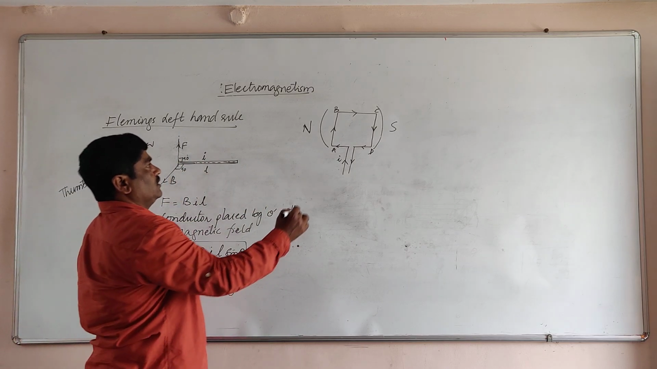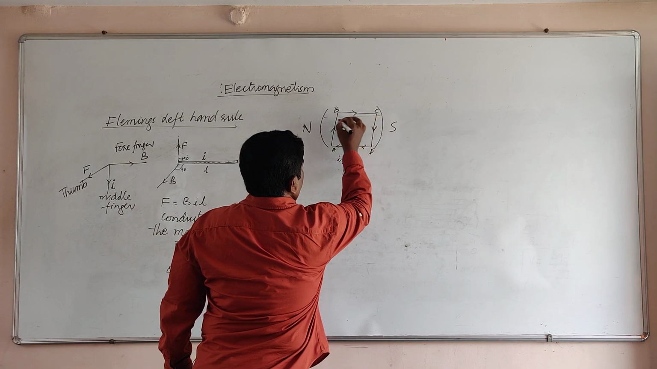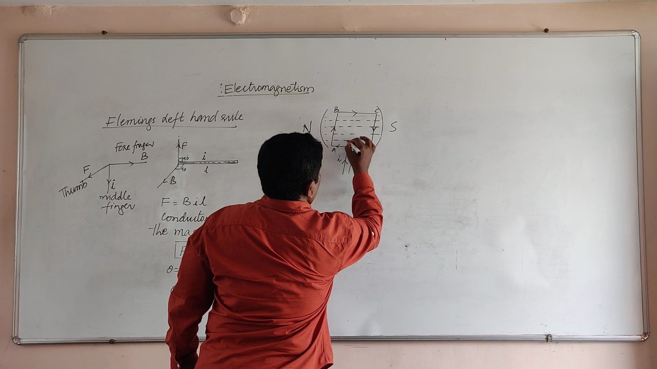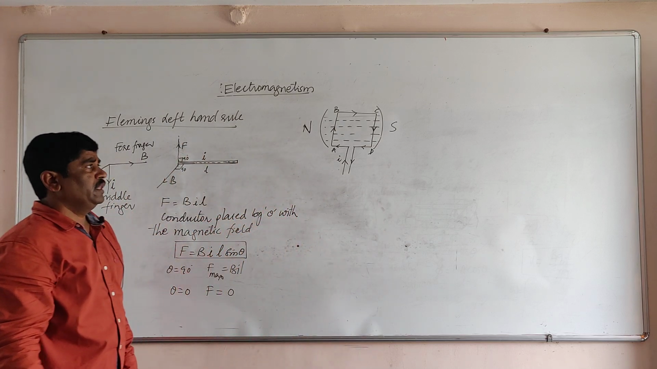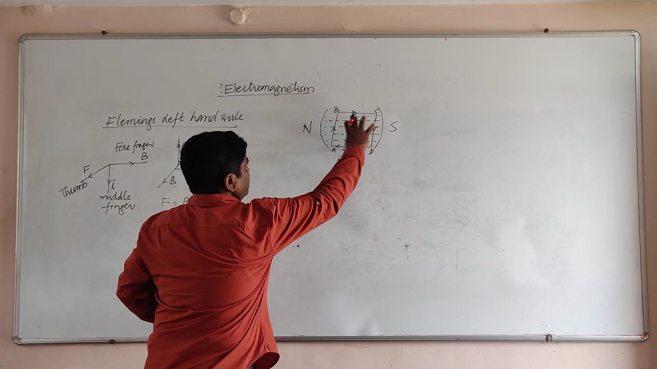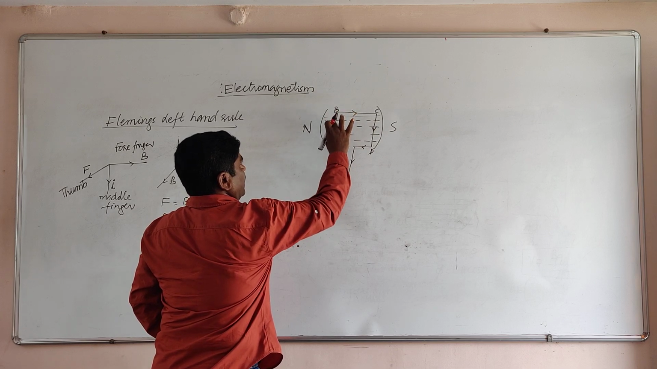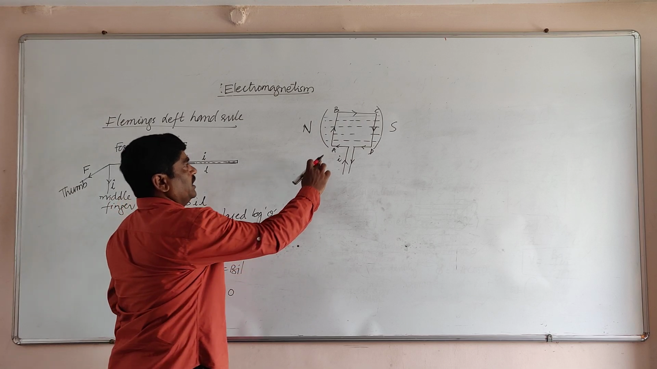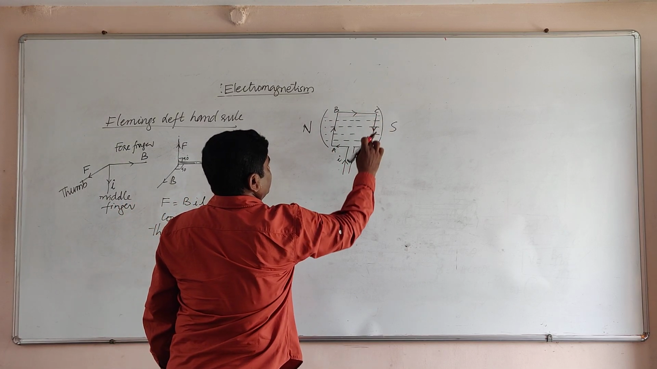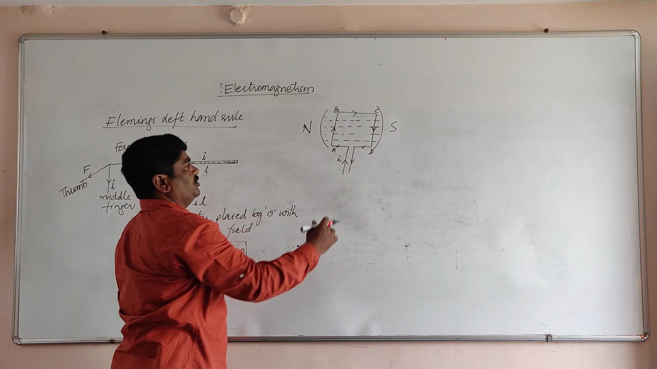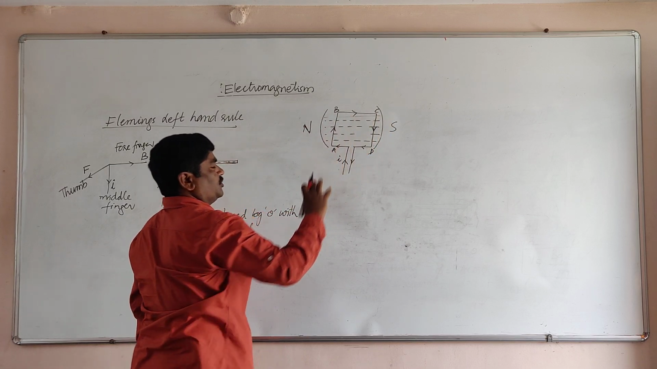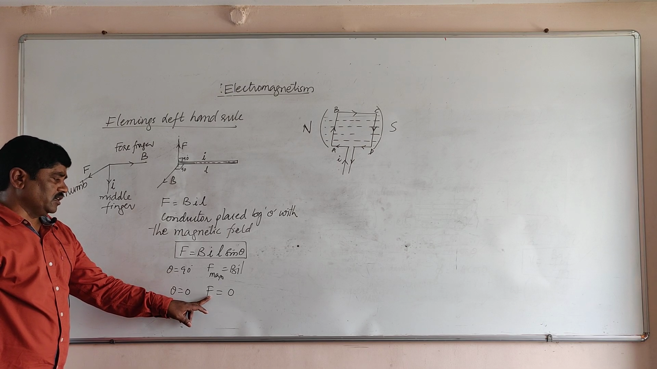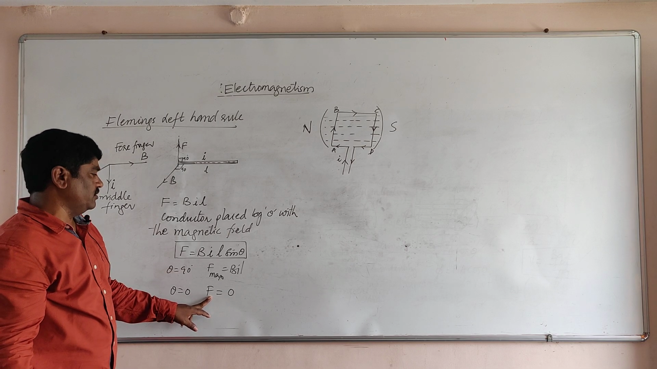You see here, the lines of force are flowing from north to south. Now these lines of force are perpendicular to the current along AB and CD. But along BC and DA, the direction of the current is in the direction of the magnetic field. So what happens in the direction of the magnetic field? If the conductor is kept there, no force acts on that one.